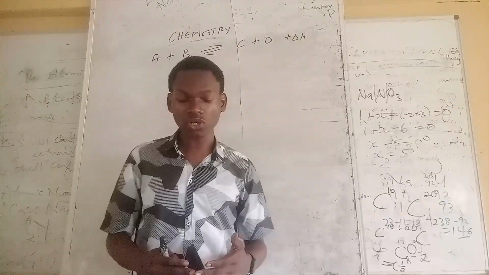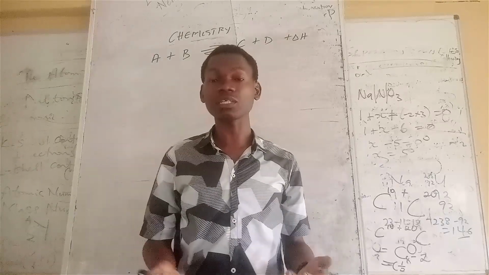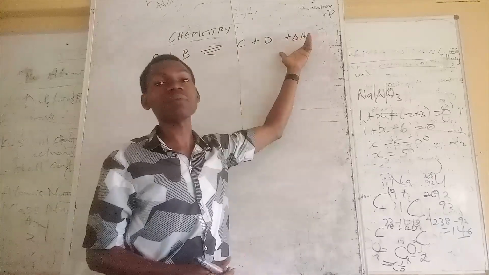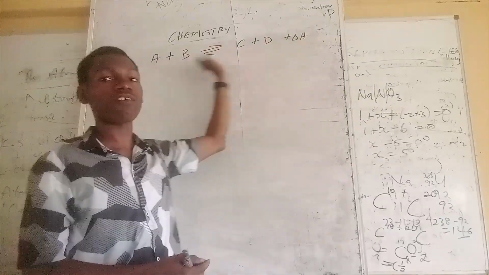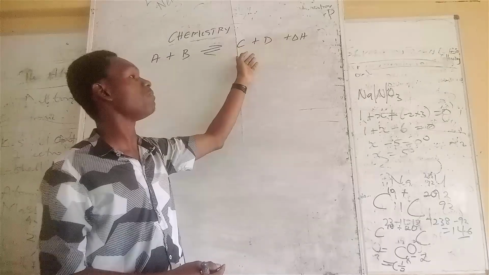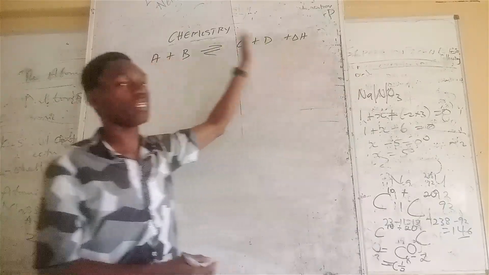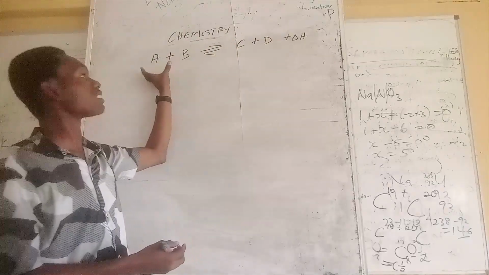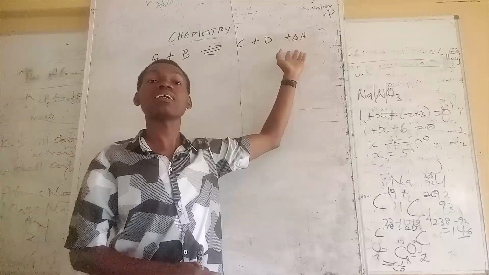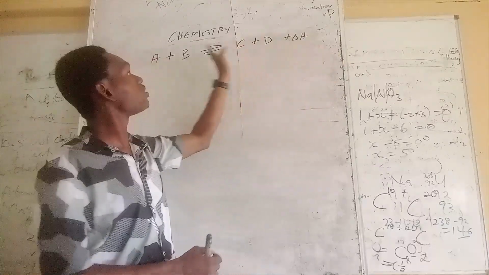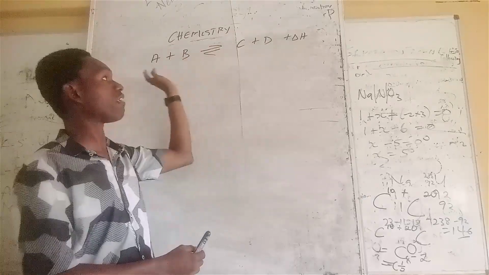When the equation involves heat, we are told in Le Chatelier's principle that if we have an endothermic reaction and the temperature is increased, it will favor the forward reaction, that is the C and the D. But if the temperature is reduced, it will favor the backward reaction, that is the reactants A and B. In the reverse, if it was an exothermic reaction and the temperature is increased, it will favor the backward reaction. If the temperature is reduced, it will favor the forward reaction.